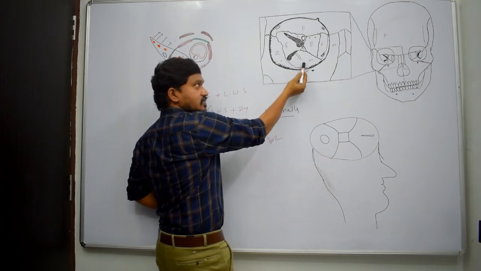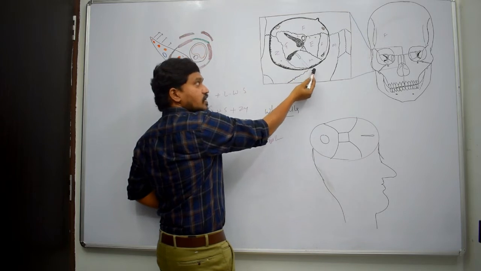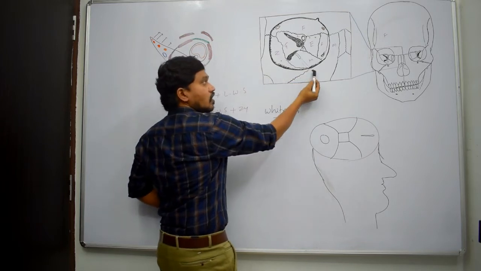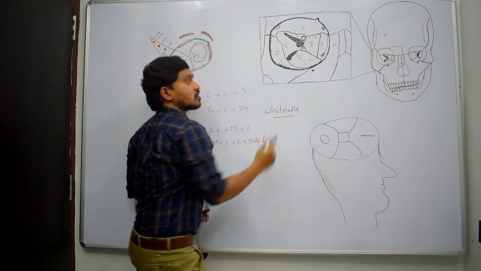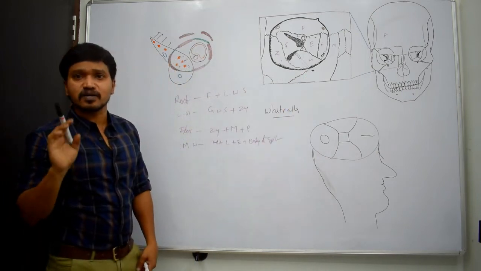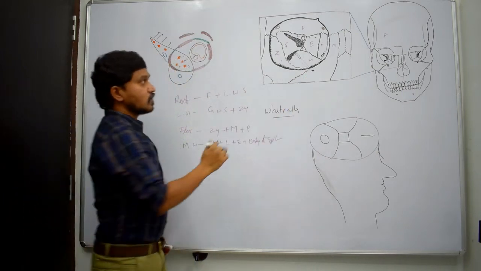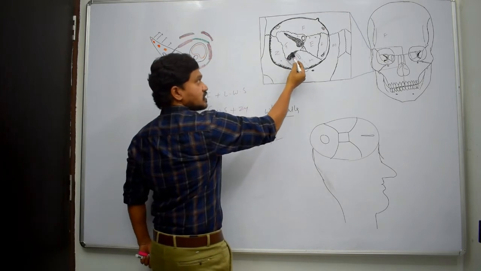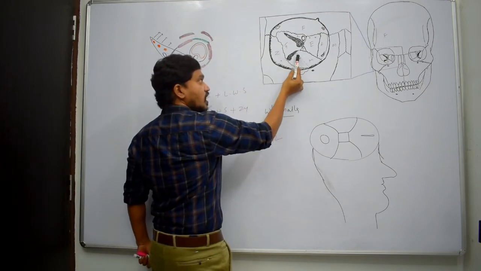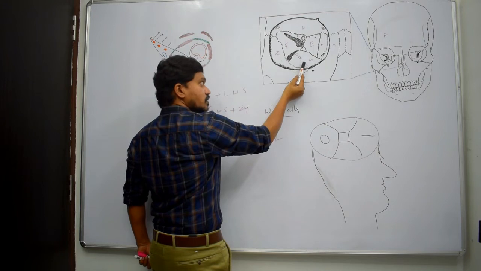That canal we cannot see. That's what I have drawn as dotted lines. That canal leads to one foramen here. This foramen we are calling infraorbital foramen. Clear? So what are these? Inferior orbital fissure, infraorbital groove, infraorbital canal.